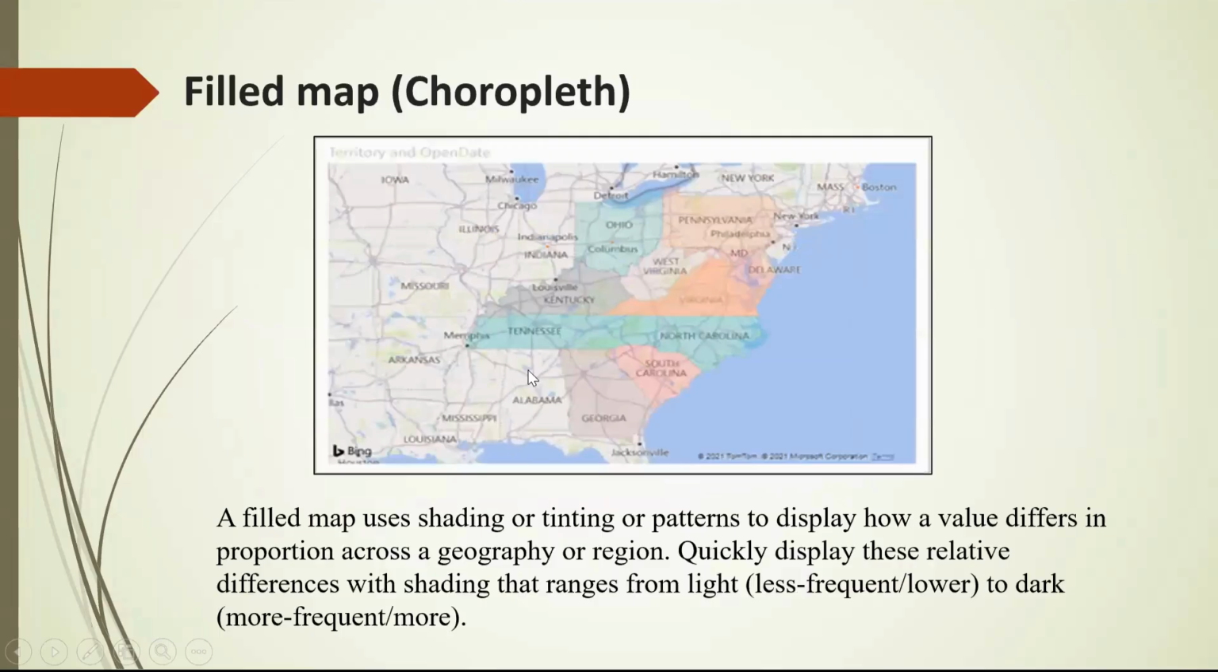Okay, so the next is filled map, also called choropleth maps, which are used to show data across different geographic regions. For example, you can use them to display sales by country or revenue by state, with colors representing the values. Okay, the main thing is the darker or brighter the color, the higher the number. It's great for spotting regional trends quickly.